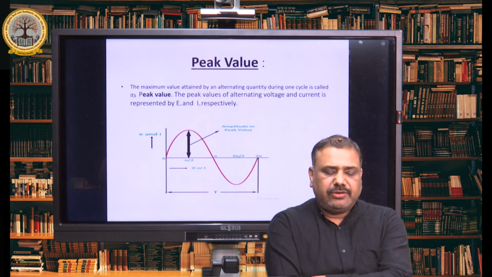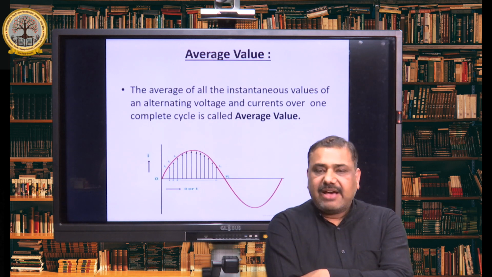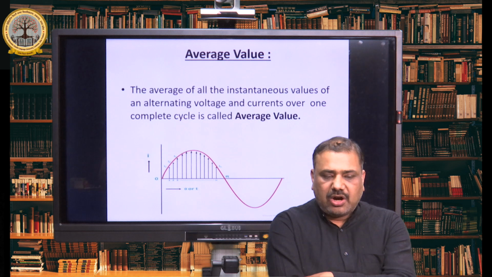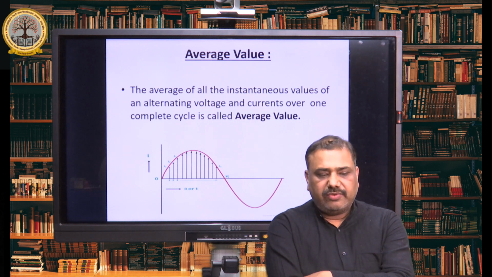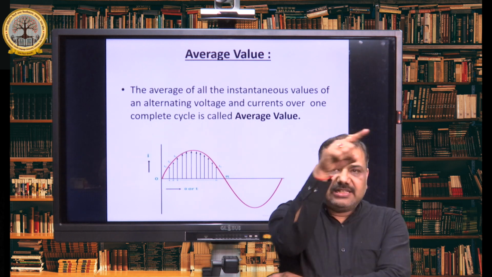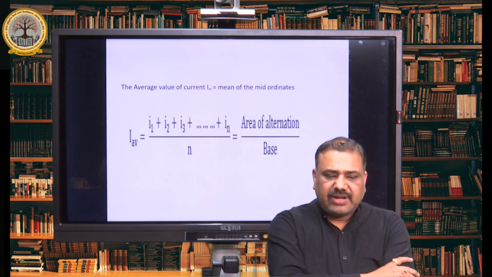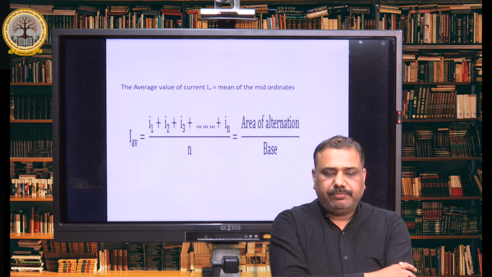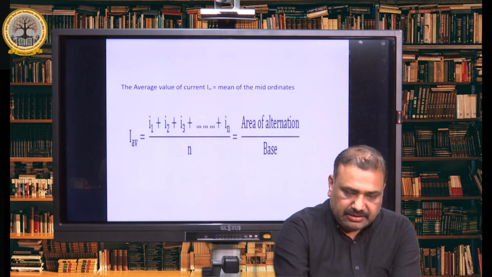Now we are going to discuss something about the average value. The average of all the instantaneous values of an alternating voltage and current over one complete cycle is called the average value. In the figure you can see the half cycle is being drawn. The average value of the current I is equal to the mean of the mid ordinates. You can see the formula which is given.